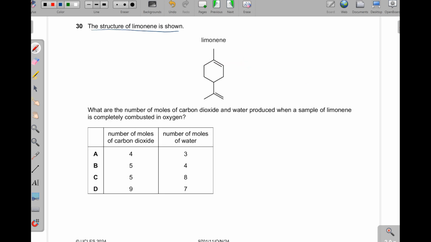Question 30. The structure of limonene is shown. This is the one here. Then they say, what are the number of moles of carbon dioxide and water produced when a sample of limonene is completely combusted? So let us first see the molecular formula. So here there is a carbon, there is a hydrogen here. There's a carbon, then 2 hydrogens. Carbon here, there's a hydrogen here. Then a carbon here, CH3. Then here we have CH2 also.